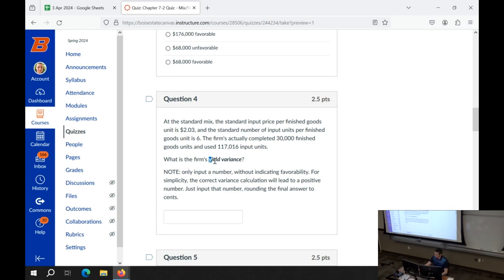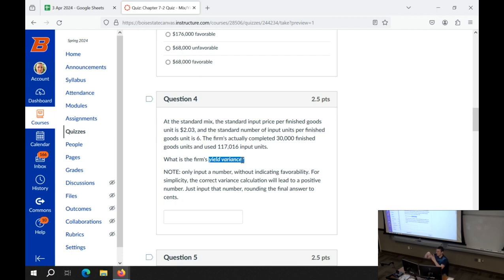Okay, the other thing with yield variance is we've got 3 different things we need to be contrasting. 3 different variables we're looking at. First of all, we're looking at what's in the parentheses, which is our actual yield of finished goods units and our standard yield of finished goods units.